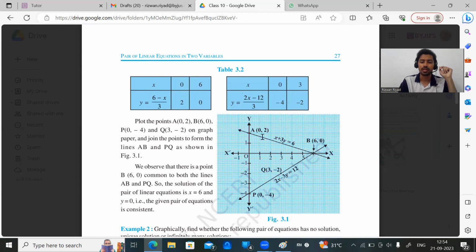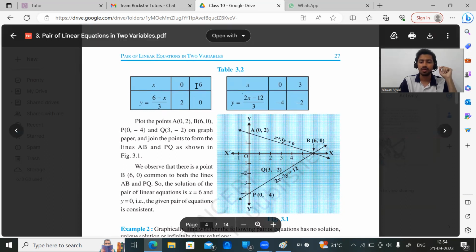Okay, this line is representing the graph of the first equation. You can see x plus 3y equal to 6. This straight line is representing the graph of the first equation. Why is it so? For that, take this table. From this table, the points are clear.